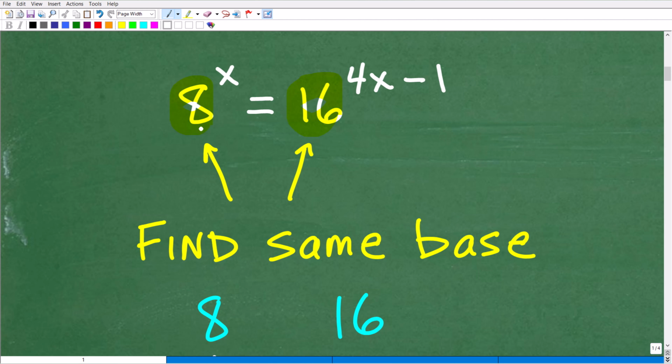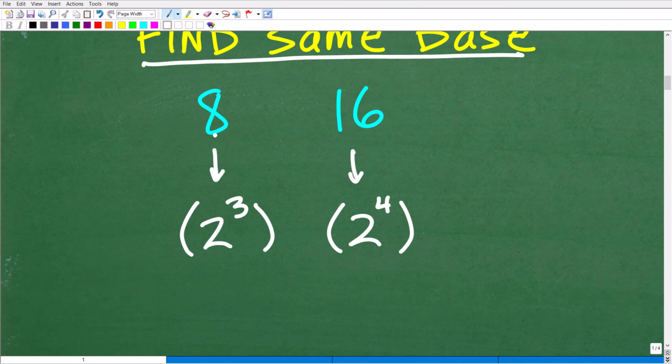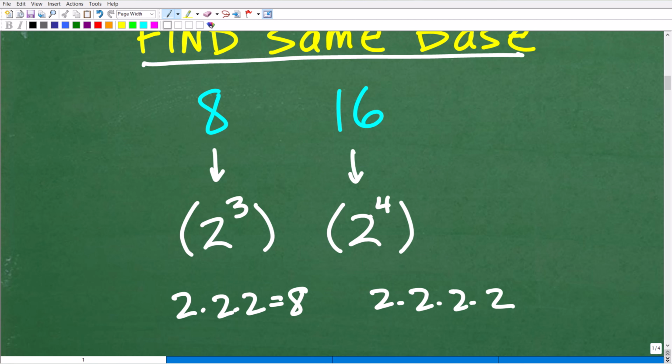But what we want to do here is try to get these bases to be the same. So here we have 8, here we have 16. Is there a way we can get both 8 and 16 to have the same base? Well, indeed there is. Let's take a look at what we need to do. All right, so here we can think of 8 as 2 cubed, because 2 times 2 times 2 is 8. So if we express 8 as 2 cubed, that's going to help us out because we can express 16 as 2 times 2 times 2 times 2, or 2 to the fourth.